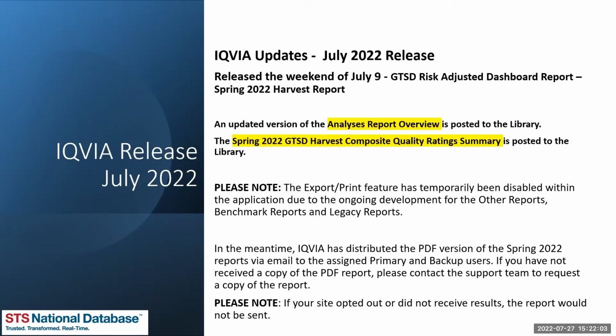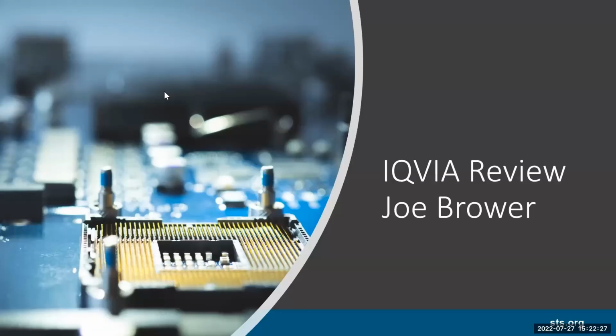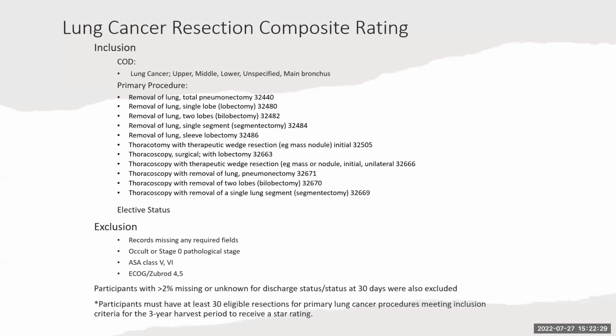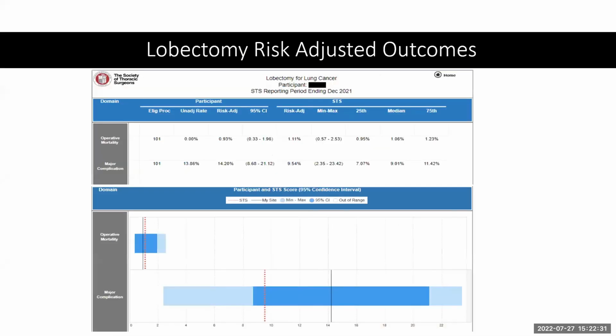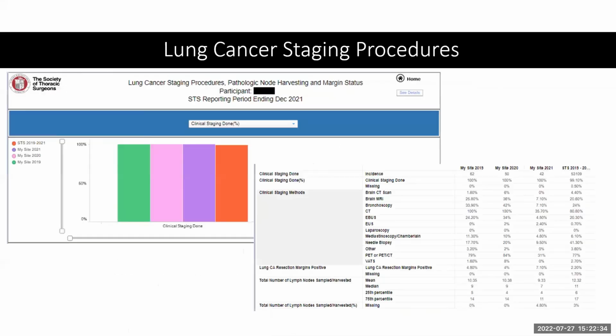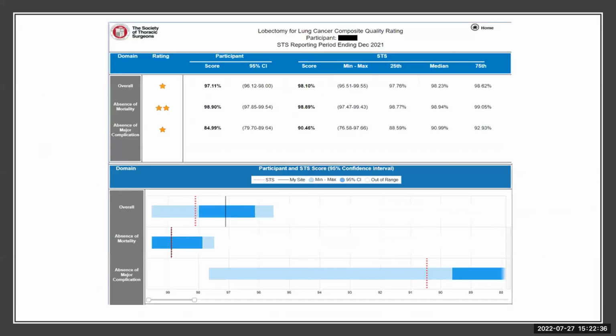I'm trying to understand. I'm sorry. So are you asking, do we get questions about why one domain would have a 2-star and why one would have a 3-star in the same report? Or are there separate domains reported out for the primary lung cancer composite where you receive star ratings? Yes. So you mean compared to esophagectomy? Can you go to the lung cancer star rating?